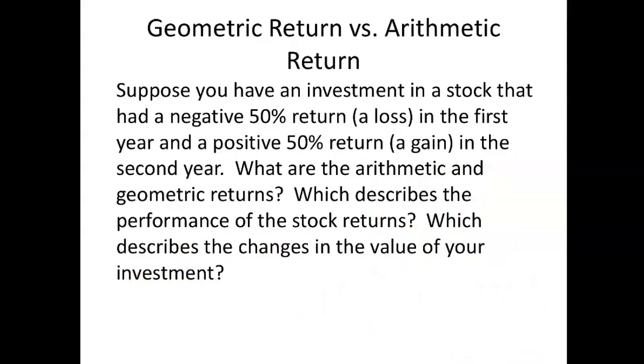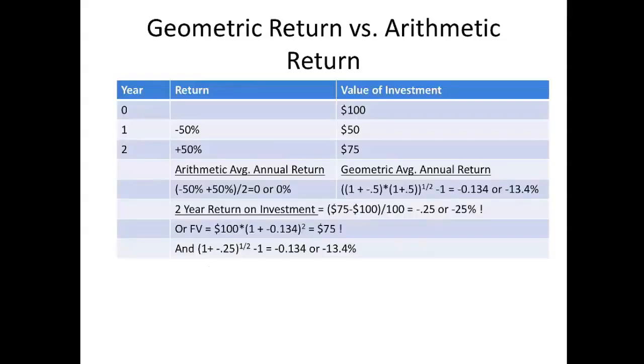So that demonstrates that there's a difference between the average return of an investment and the average return on an investment. And that the difference of those two is the difference in the geometric return and the arithmetic return. Suppose you have an investment in a stock that had a negative 50% return, so a loss in the first year, and a positive 50% return or a gain in the second year. Let's look at the arithmetic and geometric returns, and figure out which describes the performance of the stock returns and which describes the changes in the value of your investment. So let's take a look.